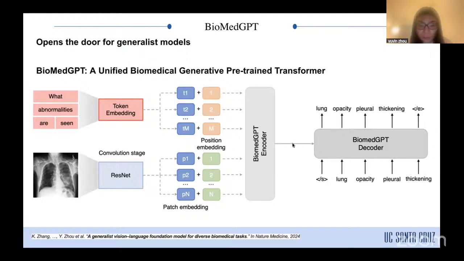As you can see from this pipeline, we use a training pipeline very similar to GPT. We first do the token embedding to generate embeddings from the text, and we also use a convolutional network, ResNet, to generate embeddings from the image patches. We can concatenate the tokens from both the images and the text and feed them into a transformer-based encoder, followed by a transformer-based decoder. This is basically how we train this unified biomedical generative pre-trained transformer.